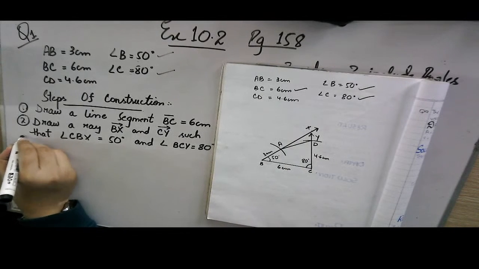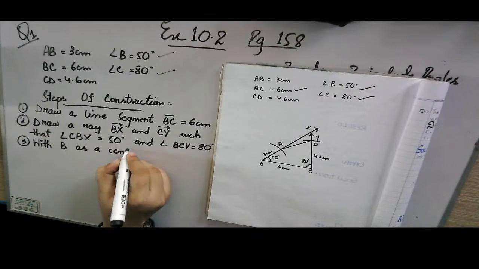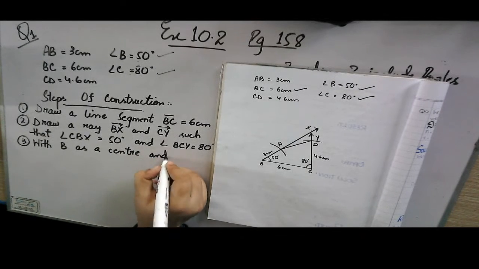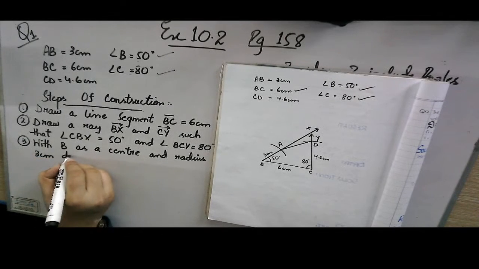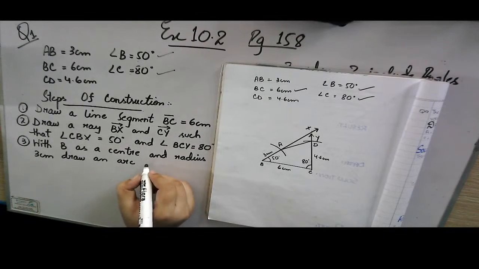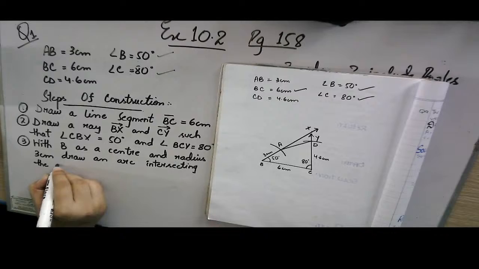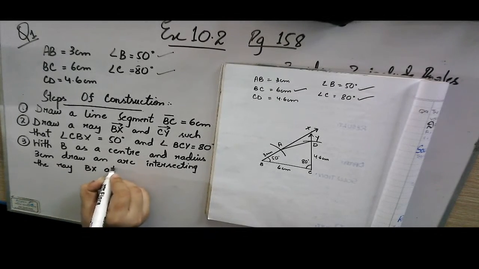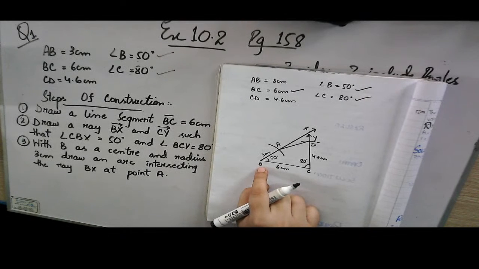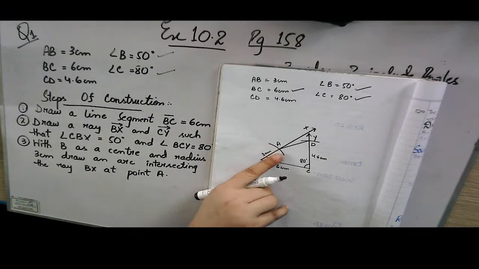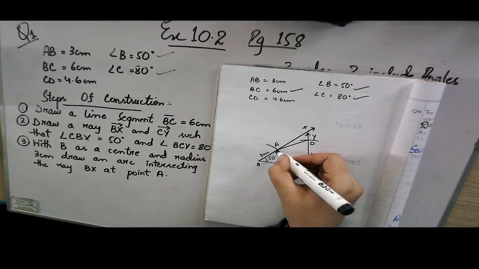Then the third point is with B as a center and radius 3 centimeter, draw an arc intersecting the ray BX at point A. Then you have to open the compass of 3 centimeter. From point B you have to mark an arc. The arc will intersect B and X. आप B point से एक arc mark करेंगे of 3 centimeter. Then name that point as A.